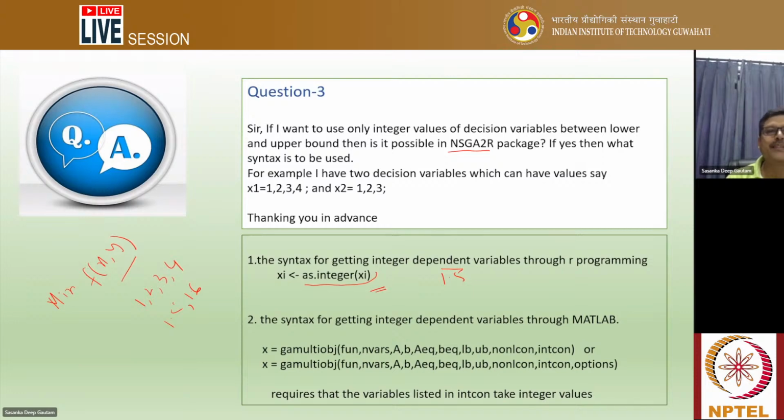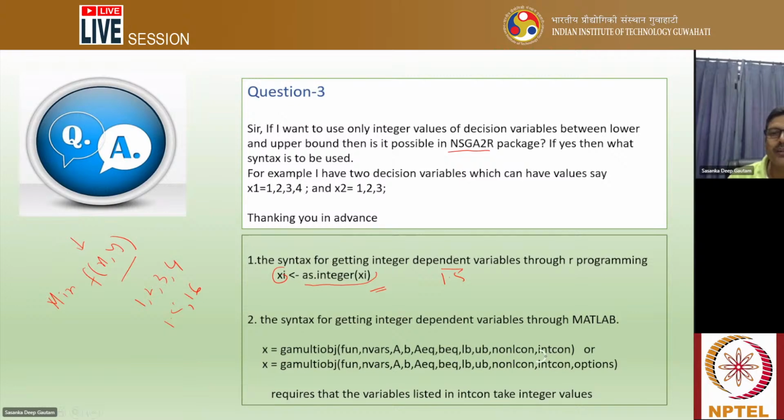So I will modify my function. Suppose in this particular problem the first variable is an integer variable. In that case, for the first variable I will use as.integer, and I will convert that particular variable to an integer variable. But if you are using MATLAB, there is an inbuilt provision for mixed integer problems.